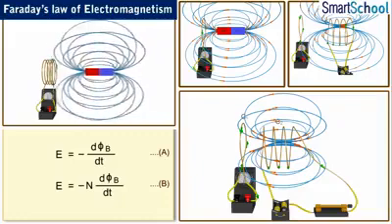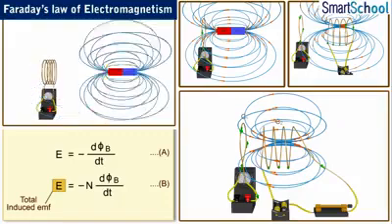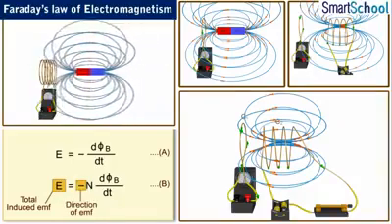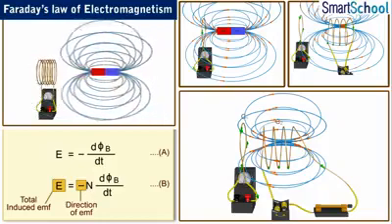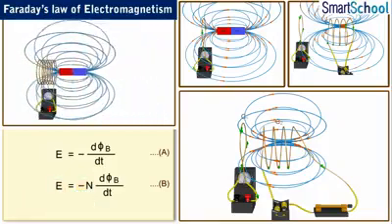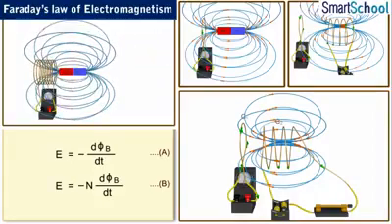In this equation, E is the total induced EMF. The negative sign indicates the direction of EMF and hence the current in the closed loop. Therefore, the total induced EMF can be increased by increasing the number of turns n of the coil.